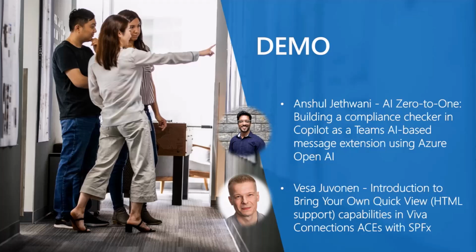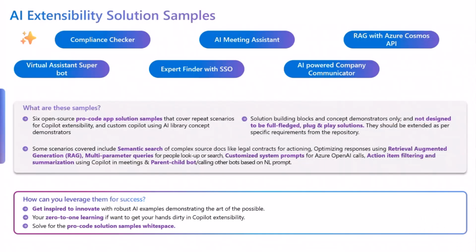So the idea for these samples is for you to get inspired as a community to innovate with some robust examples. Not all of them are Copilot, but all of them are AI, right? We identified a white space in pro code solution samples, and we tried to use this as a plug for those. These aren't plug and play solutions, but they're great ways to get started. They're great ways to look at some of our ready-made cookie cutter samples that we have, and then possibly just get started from there on. So that should hopefully give you a quick idea what these samples are.